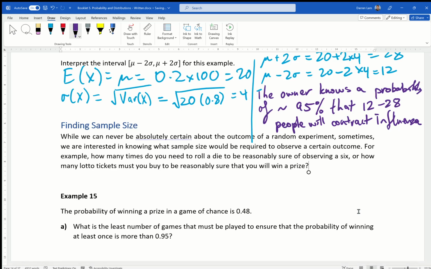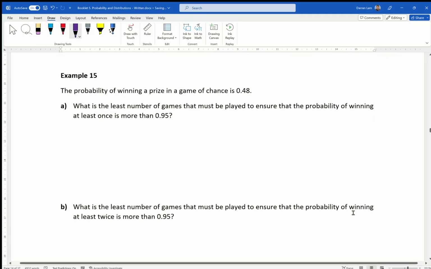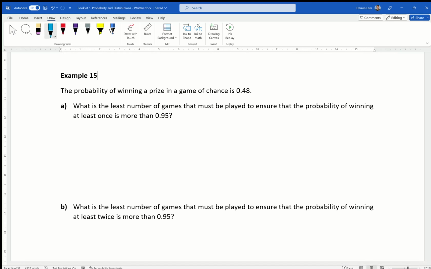Okay. Finding sample size. This is the last bit, I promise. While we can never be certain about the outcome of a random experiment, we can identify the number of people, or the number of whatever it is, the sample size required to reach a certain outcome. For example, how many times you need to roll a dice to be reasonably sure of getting a 6, or how many lotto tickets must you buy to be reasonably sure you win a prize? The probability of winning a prize in a game of chance is 0.48. What is the least number of games that must be played to ensure that the probability of winning at least once is more than 0.95?